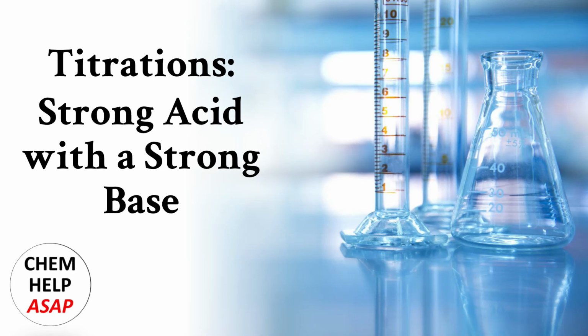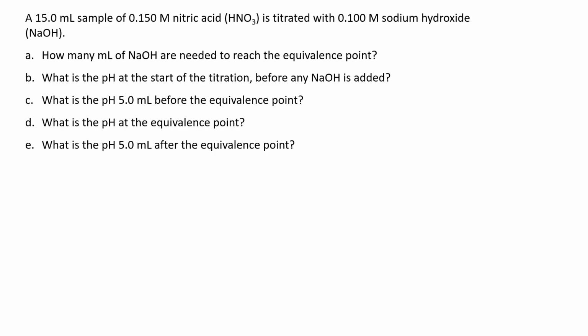In today's video, we are going to be doing a titration, and specifically we're going to do a strong acid titrated with a strong base. Let's get started. So here is our titration. We have a 15 milliliter sample of 0.15 molar nitric acid, and we're titrating it with a 0.1 molar solution of sodium hydroxide. So again, strong acid, strong base.